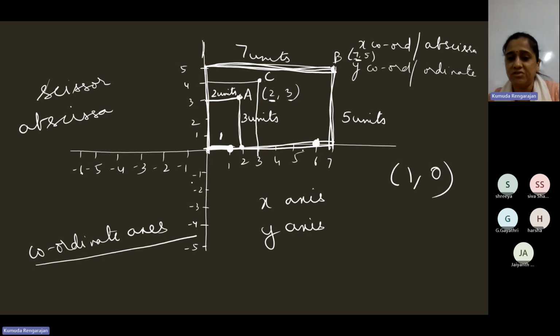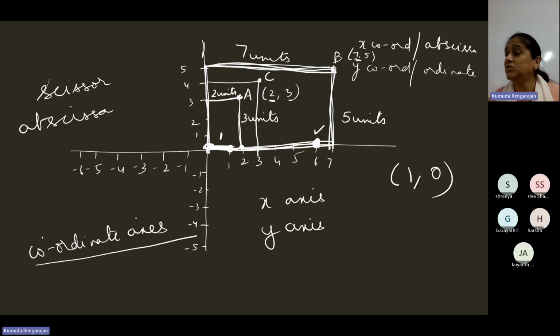What is the distance of this point from the y-axis? See, supposing you're standing here, you'll have to walk and touch the y-axis. If you're standing here, you'll have to walk and touch the y-axis. You need to walk this distance, right? You need to go like this. And here you touch the y-axis. So what's the distance of this point from the y-axis?